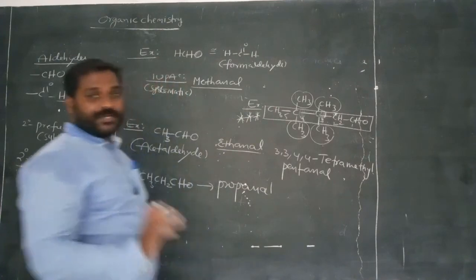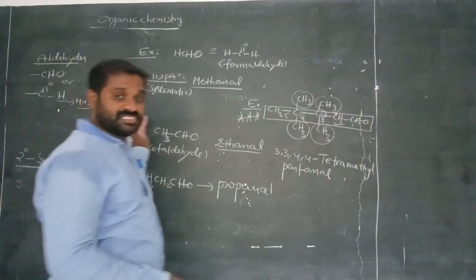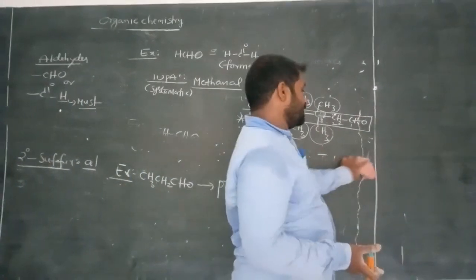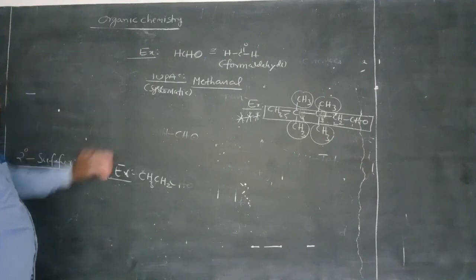So this is a very important method. First we have to identify the main functional group. Then is there any substituent? Then go for numbering. Then that is how to write the name of organic compounds. Okay.